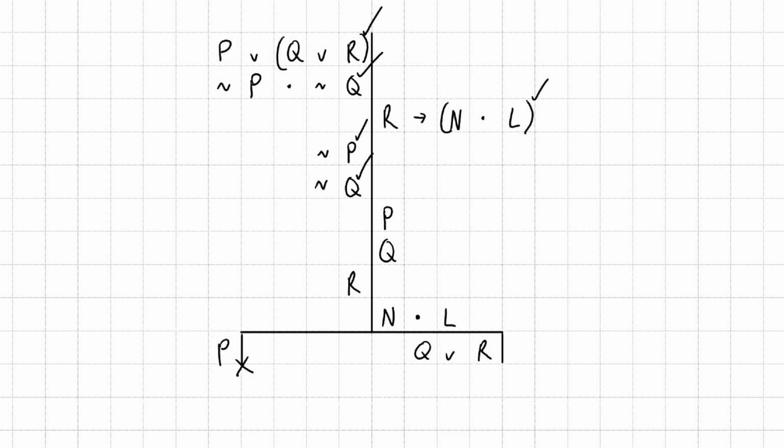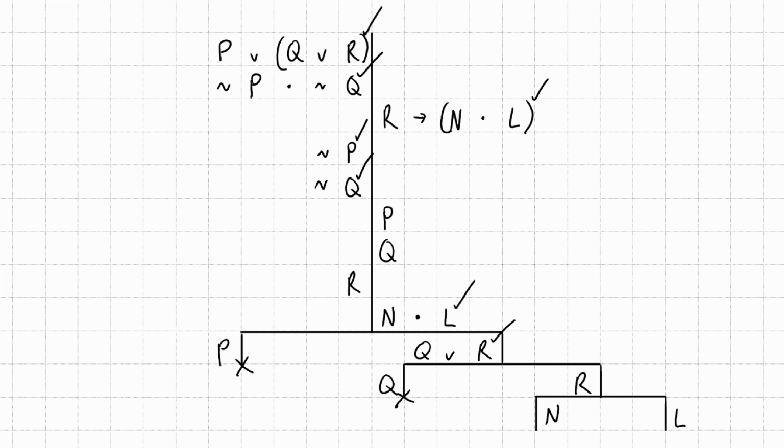We can either go ahead and decompose N and L, which we had chosen not to decompose, or we can decompose Q or R. And again, it's better to leave N and L for later and begin by decomposing Q or R, since decomposing Q or R is going to allow us to close another path. Once we decompose Q or R, we'll split the branch and end up with Q on the left here and on the right here. So we can go ahead and close that path.